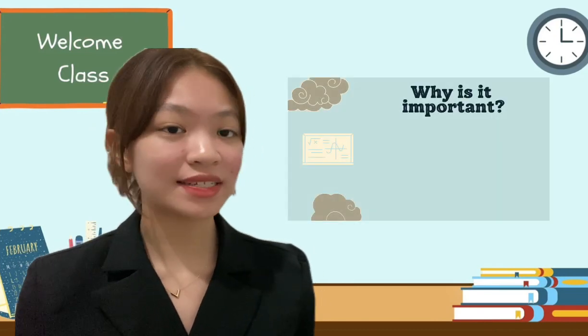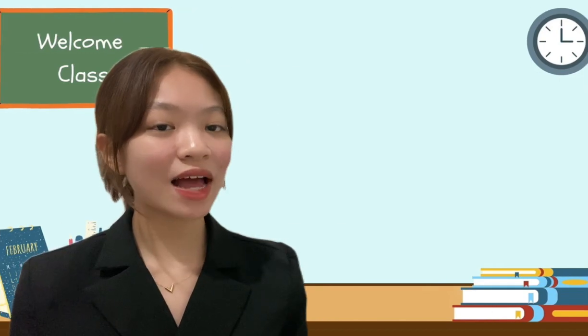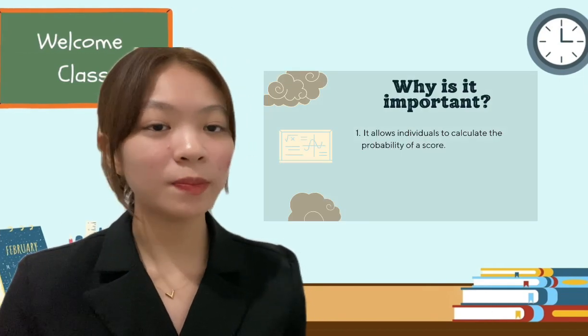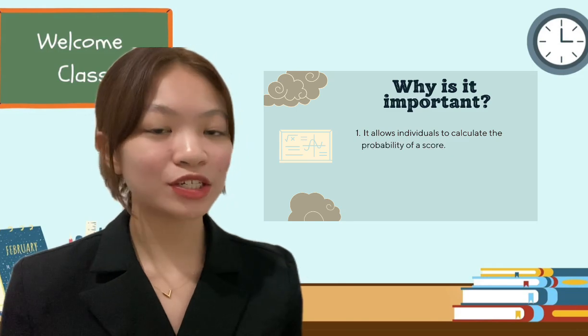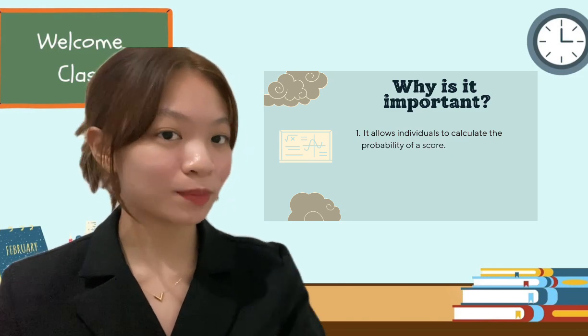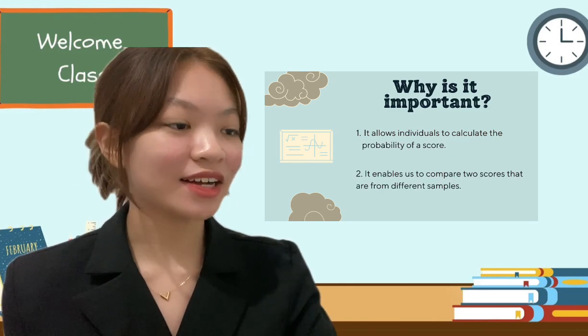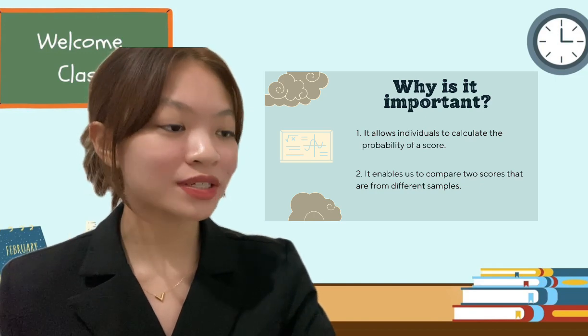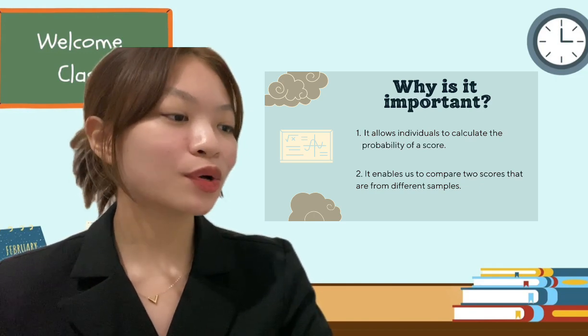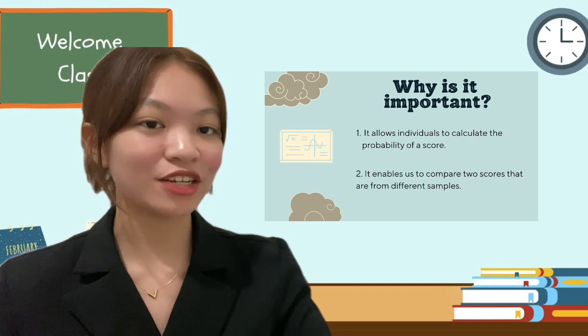For those of you who may be asking, what is its importance in our everyday lives? Let me answer that. First, it allows individuals to calculate the probability of a score, most especially those occurring within a standard normal distribution. And second, it enables us to compare two scores that are from different samples and scores that have different means and standard deviations. Now you know why it is important, let us proceed to how we're going to calculate the Z-score.